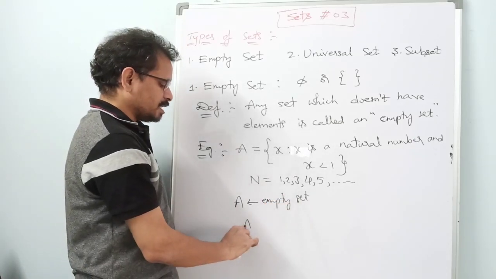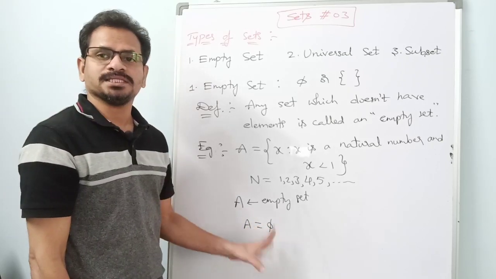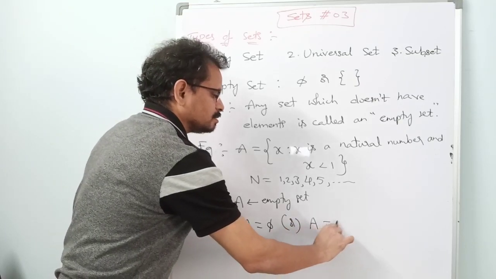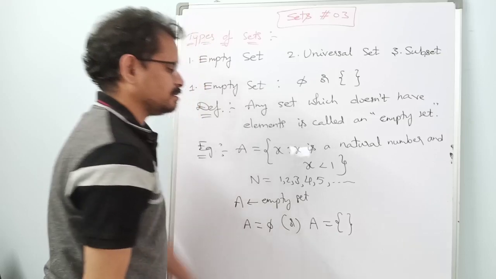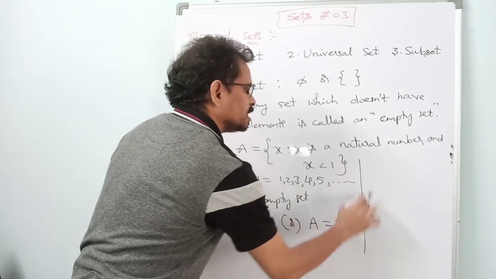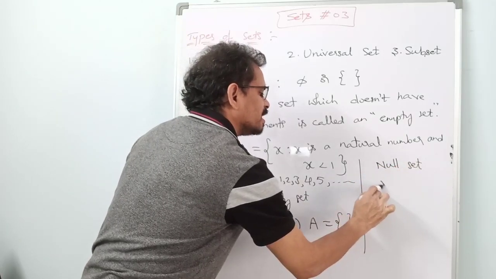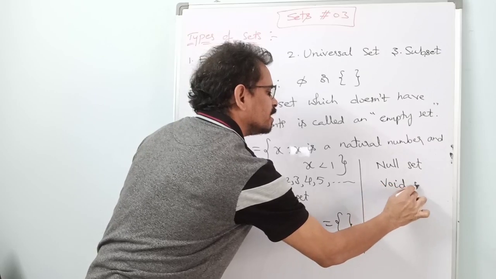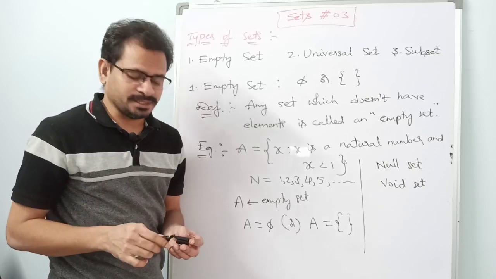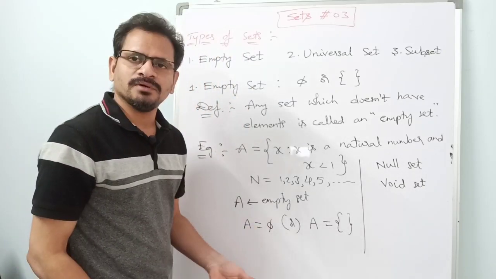So how can you write it? A is equal to phi. We can represent it like this. A equal to phi means A is an empty set. Or you can write it like this. We can represent empty set A like this also. An empty set has some other names also. It is also called a null set. Also it is called a void set. Void means nothing is there. Null means nothing is there. Empty means nothing is there. So, clear regarding what is an empty set? Yes.